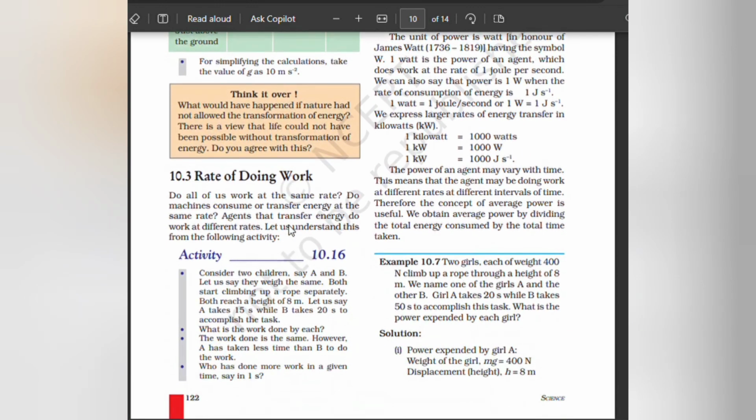Rate of doing work. Do all of us work at the same rate? Do machines consume or transfer energy at the same rate? Agents that transfer energy do work at different rates.